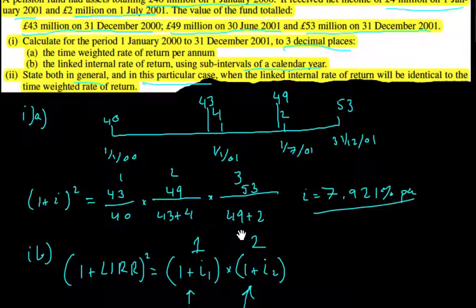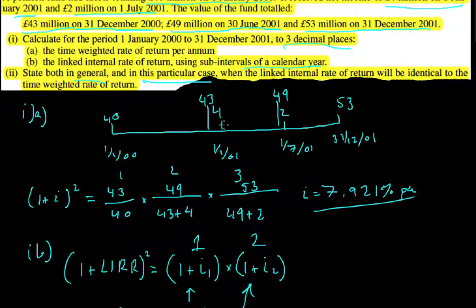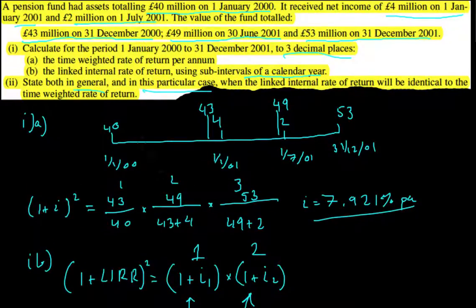So the way to make it match is if we use the linked internal rate of return with sub-intervals, going 1 over here for 1 year between that time period, another one over here within this half a year, and then a final one over here within this time period. Then they would be identical, they'd be the same.